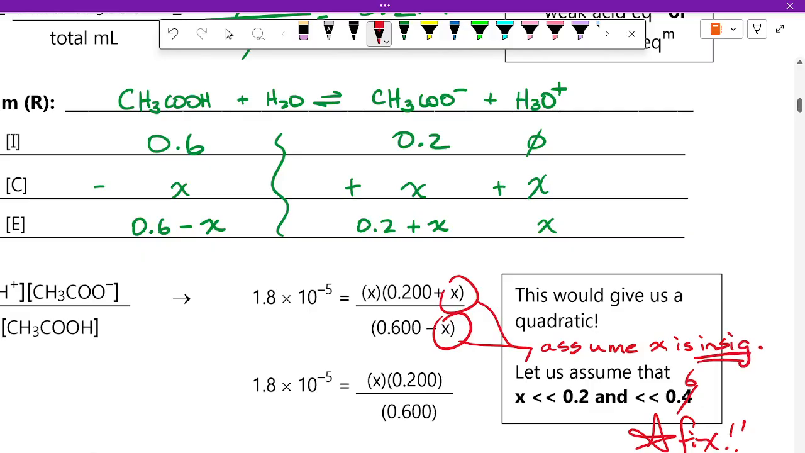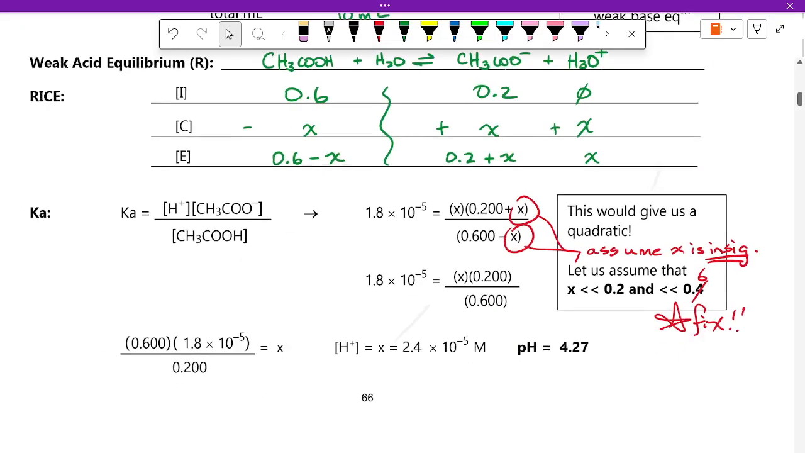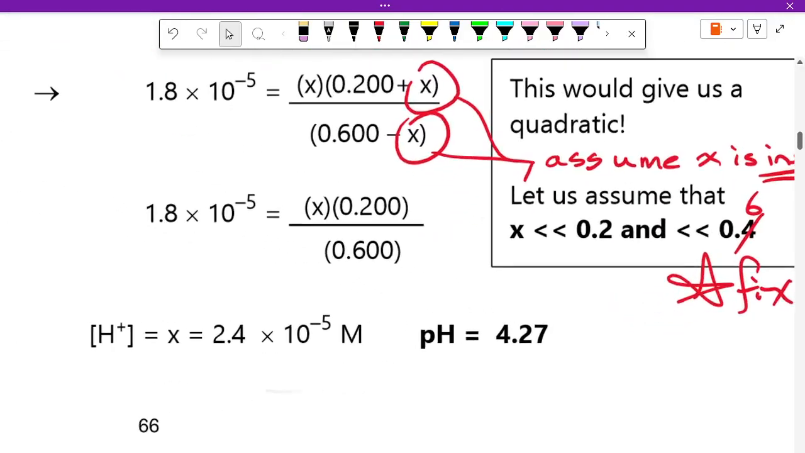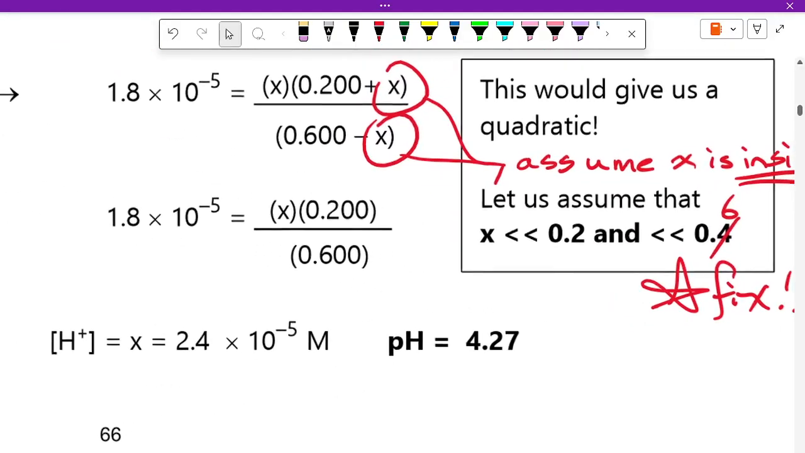Okay. And then at this point, we just solve for x. We get x is equal to 2.4 times 10 to the negative 5, and we get the pH is 4.27. Okay? And that's kind of as gross as the calculations in this unit get.